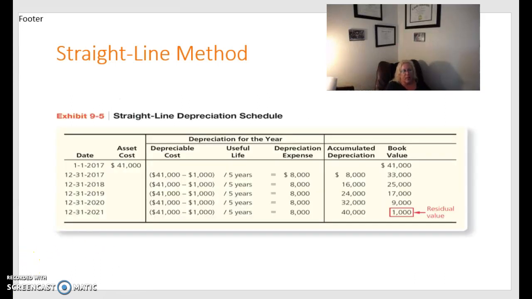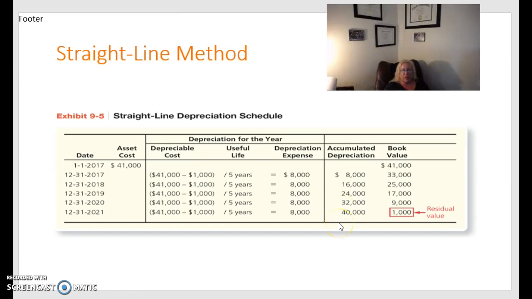And so here we see a straight-line depreciation schedule for this truck. The final column on the right shows the asset's book value, which is its cost less the accumulated depreciation. So notice that the depreciation expense is the same every year, and the accumulated depreciation is the sum of all depreciation expense recorded to date for that asset.